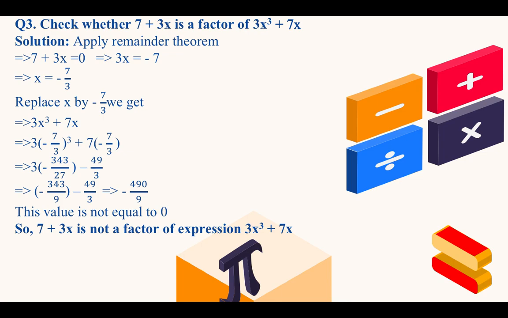For a number to be a factor, it is necessary that the remainder is 0. This is what the remainder theorem states. For a number to be a factor, r should be 0. The remainder should be 0. Since the remainder is not 0, therefore this is not a factor. This implies that x is equal to minus 7 by 3 is not a zero of the polynomial, or is not a solution of the polynomial, or is not a root of the polynomial.